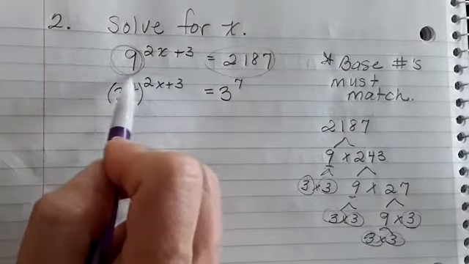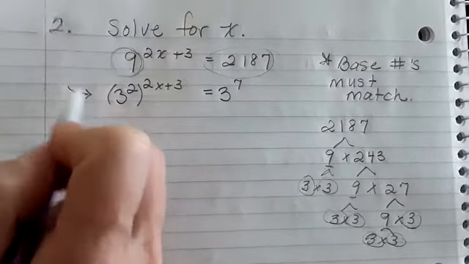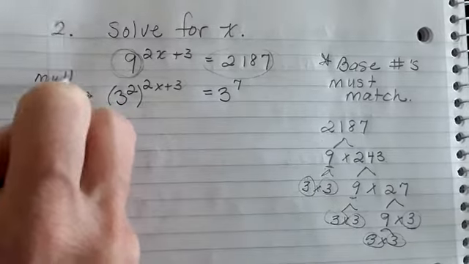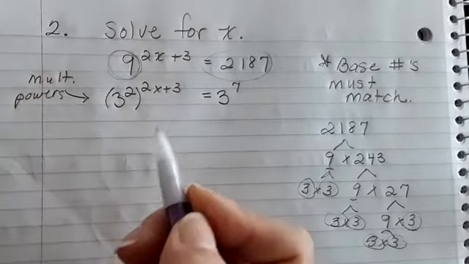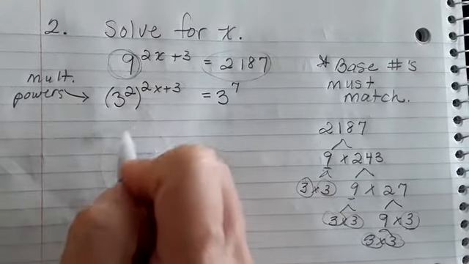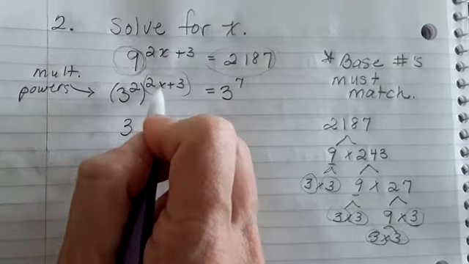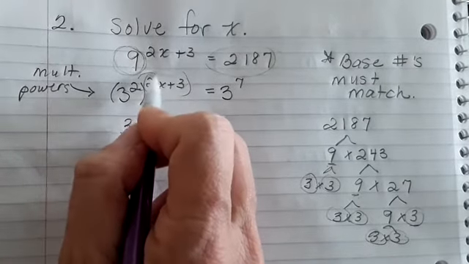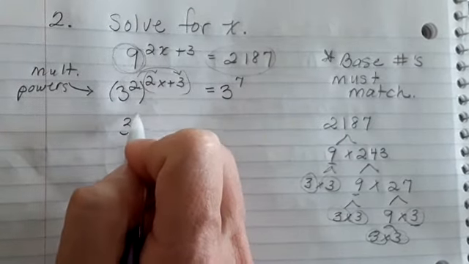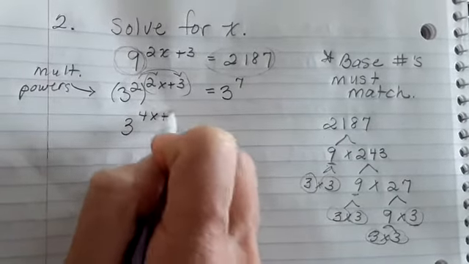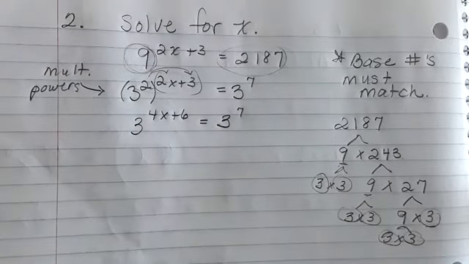So we need to clean up our exponent. We are going to use the exponent rule where we multiply our powers. So if we take, keeping the 3, if we take this 2 and multiply it by this exponent here, it's kind of like the distributive property, you're ending up with 4x plus 6 as your new power. And we'll bring down the 3 to the 7th power.